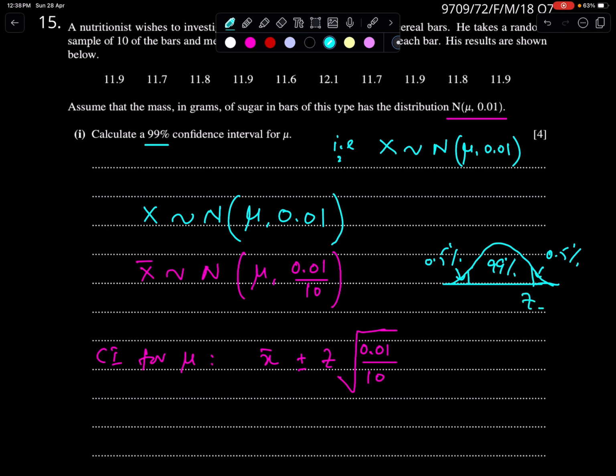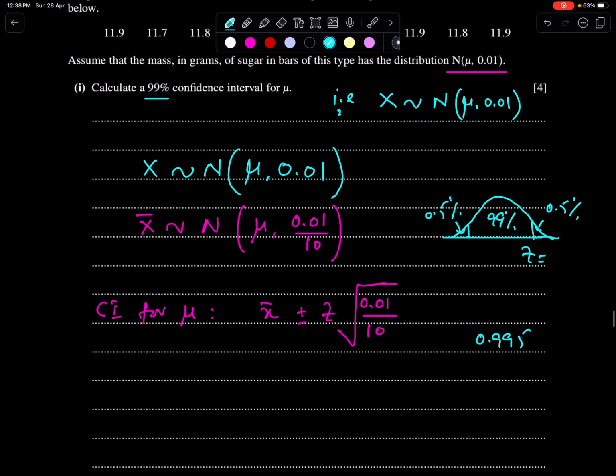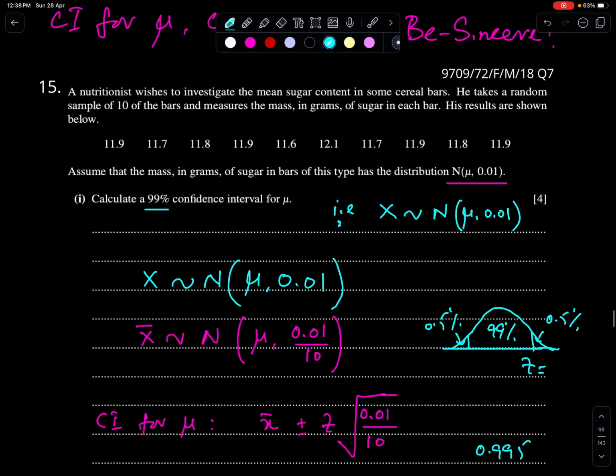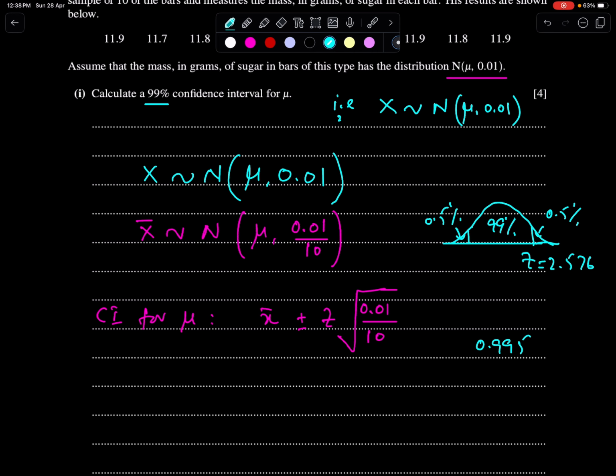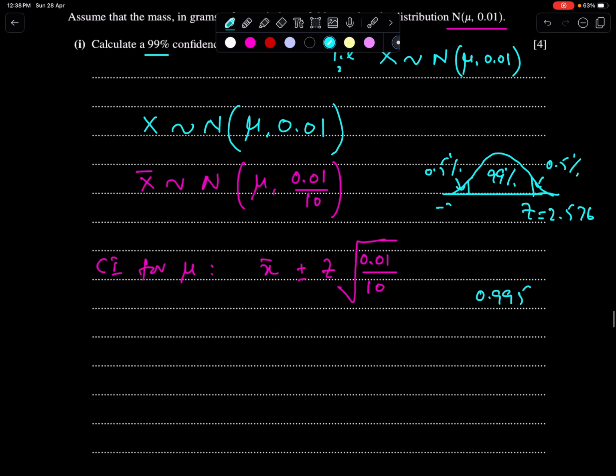So for the value of z, we will check 0.995 either in table or in calculator. Therefore, the value of z is 2.576, and this value is minus 2.576. This is 0.